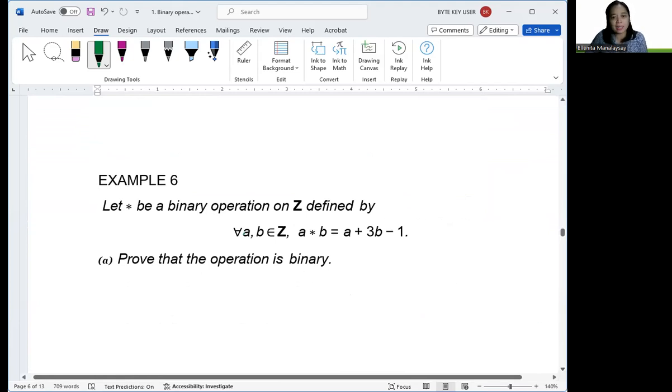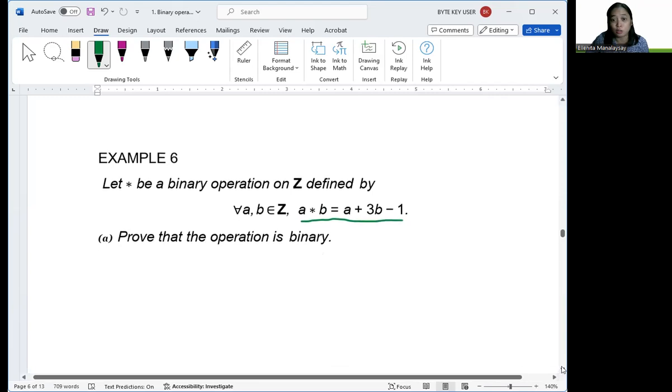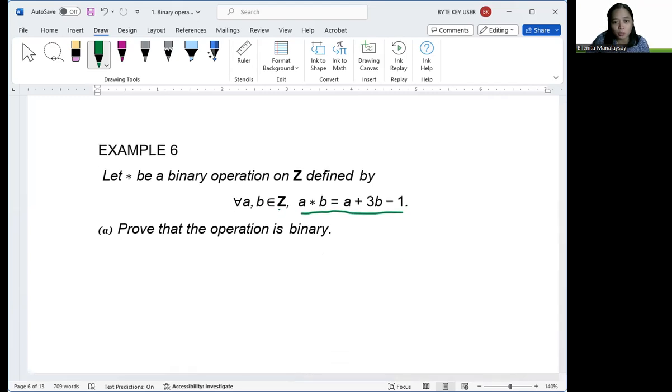Let star be a binary operation on Z defined by, for all A, B in Z, A star B is equal to A plus 3B minus 1. First, we have to prove that the operation is binary. We can show that the operation is binary if it is closed, or the closure property holds. Take note that this is taken with respect to the set of integers. So we will let A and B be integers.